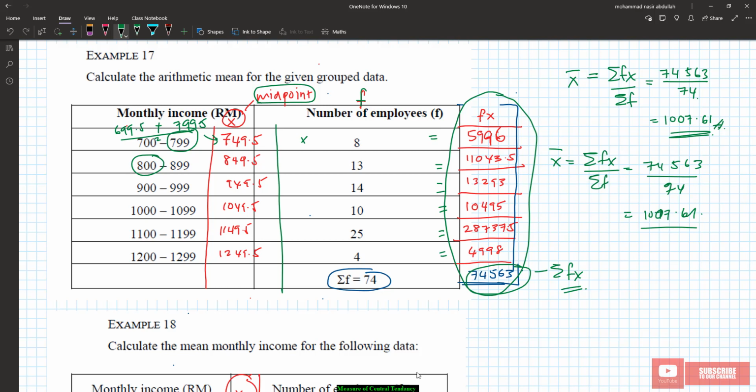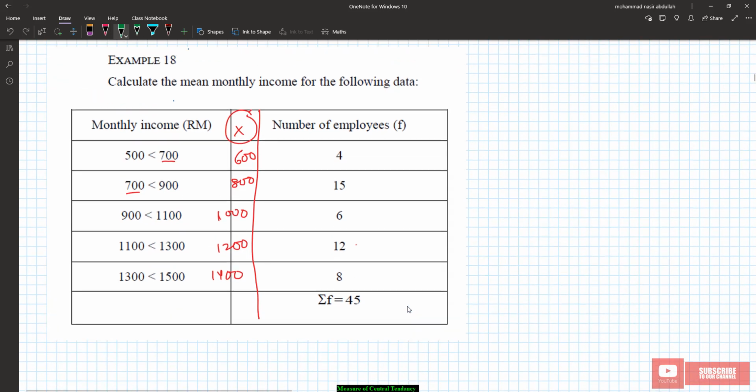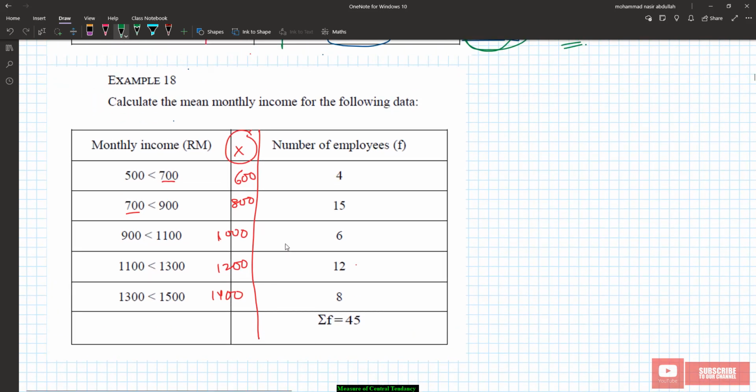Alright, okay. So let's do, for example, number 18, right? So you already have the knowledge on calculator. Let's do example number 18. So we have a less than range 500 to 700, 700 to 900, 900 to 1100. So we have a class boundary. So now we need to find a midpoint. So how to find midpoint? 700 plus 500 divided by 2. So you will get 600.